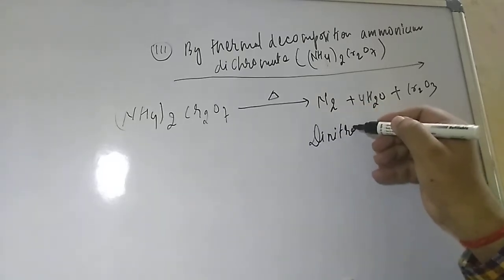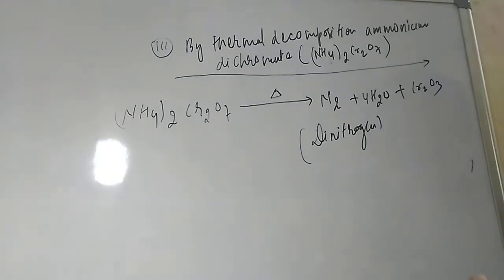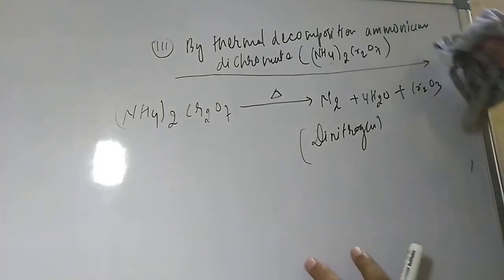So these were the methods of preparation of dinitrogen. Firstly we prepare it from ammonium chloride and sodium nitrite, secondly from barium azide and sodium azide, and the third method is the thermal decomposition of ammonium dichromate. Now let us read out some physical and chemical properties of dinitrogen. For the physical properties, we know that nitrogen is the highest percentage of the atmospheric gases.